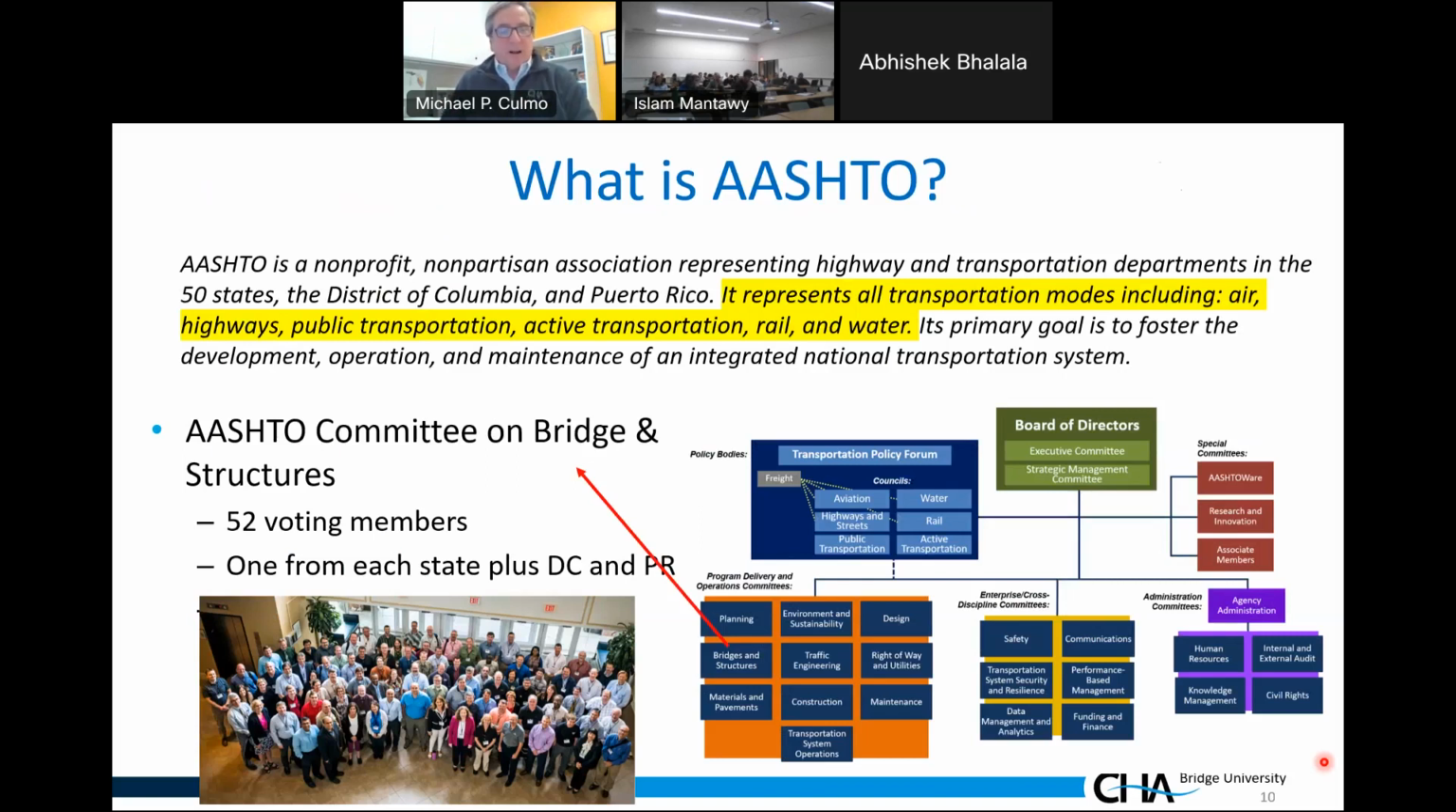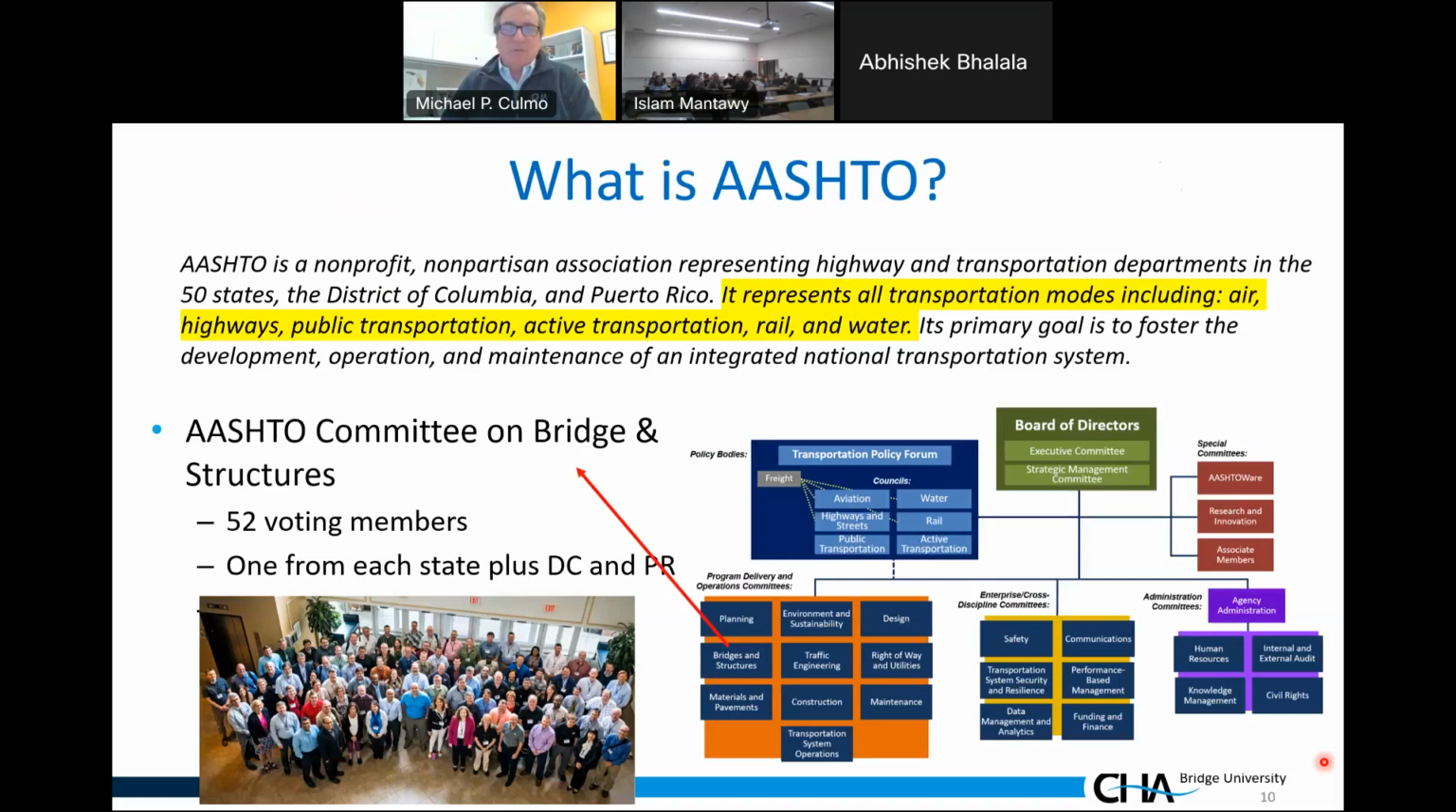So this photograph shown below is a photo from one of their annual meetings a few years ago. You'll notice there's more than 52 people there. States are allowed to have up to 3 people participate in the annual meetings. So we probably have about 100 people in that photo. But again, all 50 states are represented, and all 50 states plus DC and Puerto Rico have an equal vote.